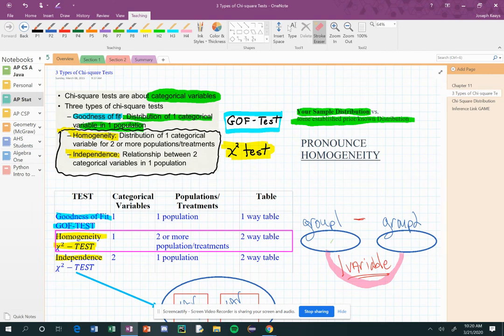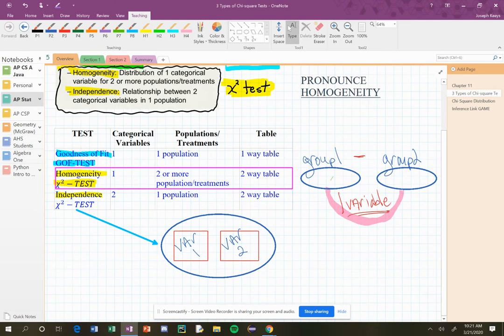The other one is a test for independence, and this is kind of like the opposite. If I scroll down and show you this diagram here, this is one population, that's this oval right here, and what are we trying to see? We're trying to see if there's an association between these two variables within this one space, within this one population.